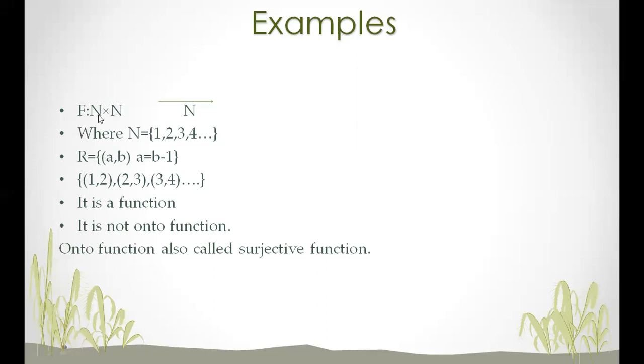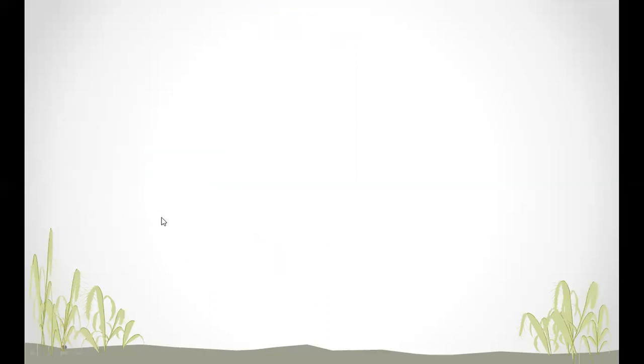You see here N cross N first, and it is mapped onto N. So this is our domain, the Cartesian product of N cross N, the Cartesian product of natural numbers. And here we have natural numbers as a range. But our codomain does not equal our range. That's why it is not an onto function. An onto function is also called a surjective function. So it is another name for surjective function; don't be confused by the new term.